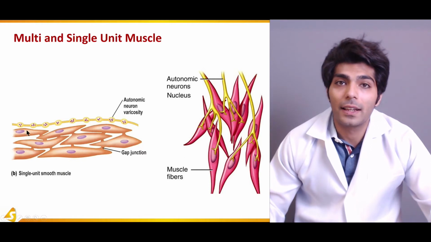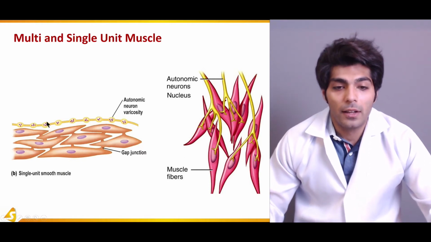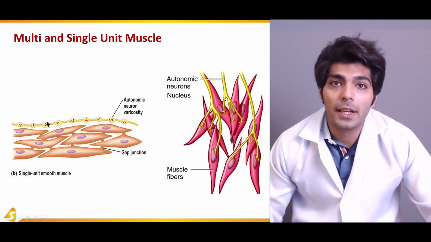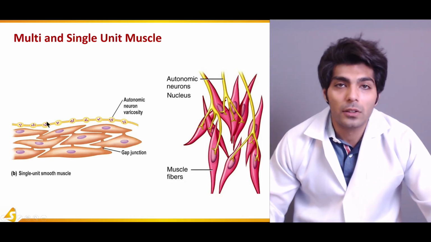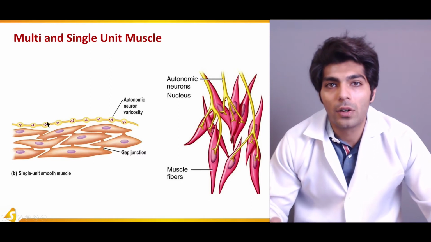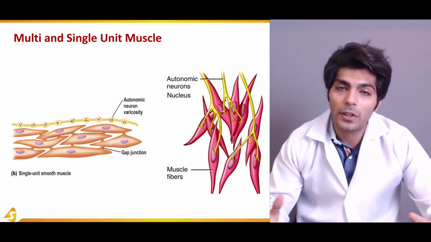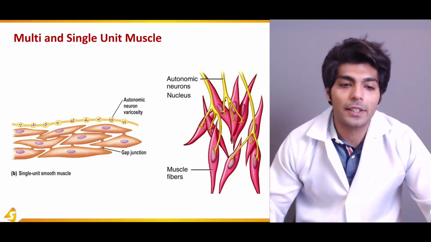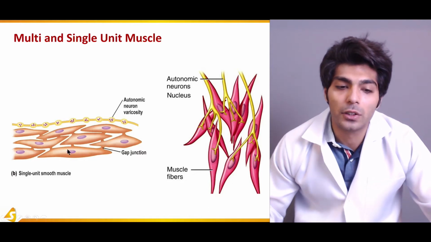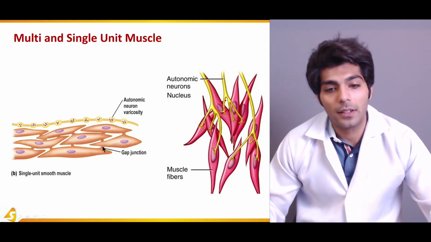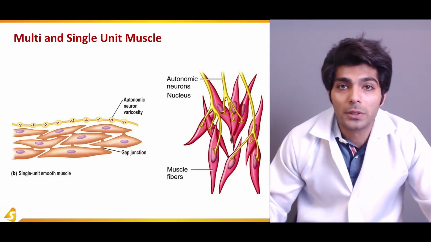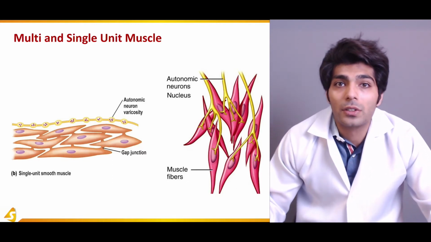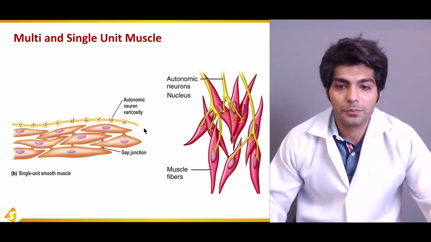They contract as a single unit. For example, they are present in the bile duct, the uterus and the blood vessels, so they all contract or relax at the same time and function as a single unit. That is why it is called single unit smooth muscle, which is also called visceral smooth muscle, unitary or syncytial smooth muscle.